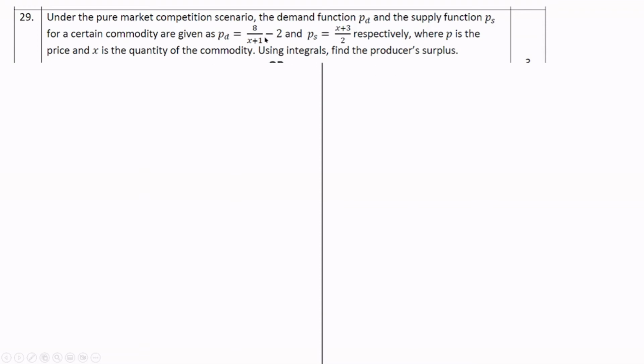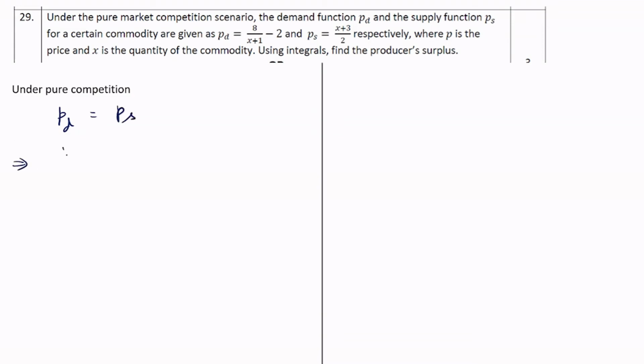So here it is given, the demand function and the supply function is given under pure market competition scenario. Under pure market competition, at equilibrium, the quantity demanded is equal to the quantity supplied. So using that, we can find the equilibrium quantity and then the equilibrium price, and then we can find the producer surplus. Under pure market competition, PD equal to PS.